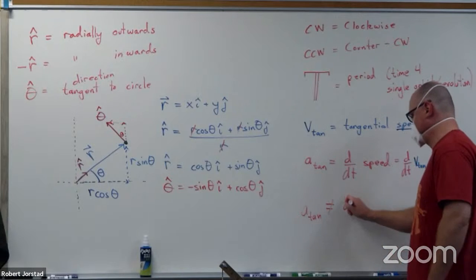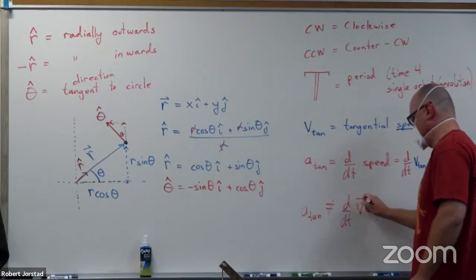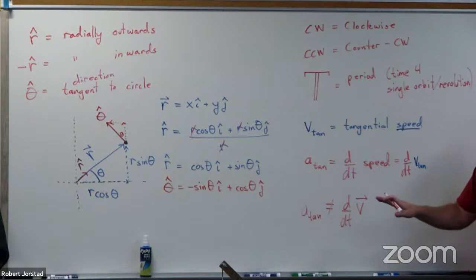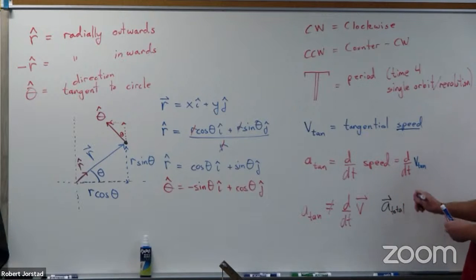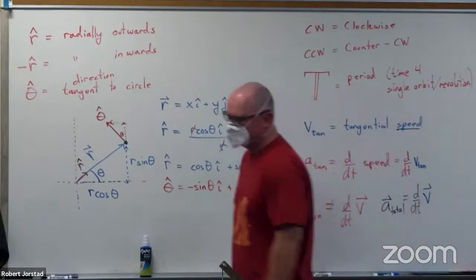So I want to be clear, and this is what I'm trying to emphasize, if this makes sense. a_tan is not the derivative of the velocity vector. You see the difference? You have to take the derivative of the speed, which is not the same as taking the derivative of the velocity. The total acceleration is equal to d/dt of the velocity vector. This includes both tangential and centripetal. Enough said on that? You bored yet? Yeah. All right.